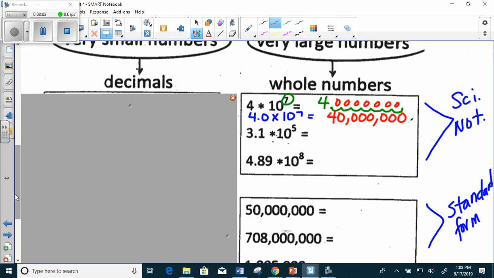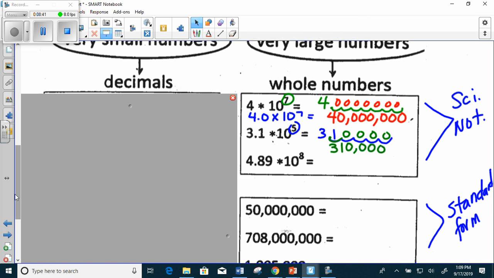All right, let's look at number 2. 3.1 times 10 to the 5th power. So we're going to write down 3.1. Our number is going to be bigger. How do I know? It's a positive exponent. So I'm going to move that decimal to the right 5 times. 1, 2, 3, 4, 5. Fill the rest in with zeros. 1, 2, 3, 4. Now, why didn't I fill in 5? Because the decimal was here. This was one jump. So what is my new number? 310,000.